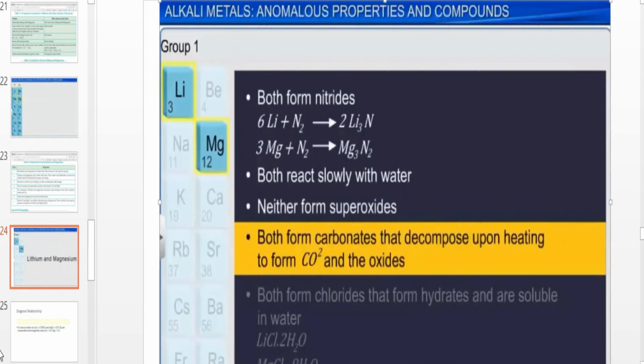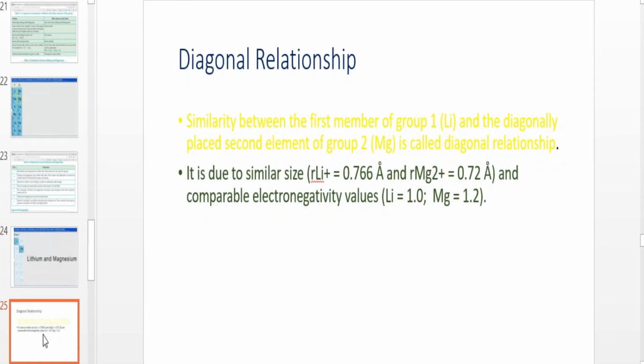Okay, these are the similarities of lithium and magnesium. Okay, what is the diagonal relationship? Why do lithium and magnesium exhibit similarities in their properties? Because of the similarities in size. Why do lithium and magnesium exhibit similarities in size?